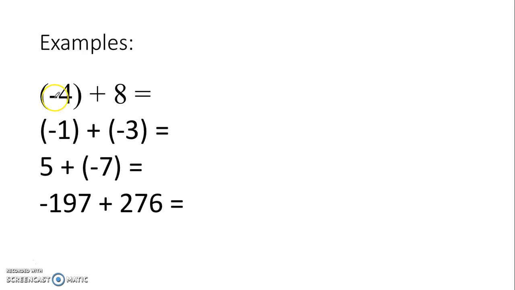So we have negative 4 plus positive 8. So a negative plus a positive. So the signs are different. So that means we have to subtract. So 8 minus 4, and you should be doing this with me in your notes. 8 minus 4 is 4. And now we think, which absolute value is bigger? Is 4 bigger or is 8 bigger? I hope all of you say 8. So positive 4 is our answer. So negative 4 plus 8 is positive 4.